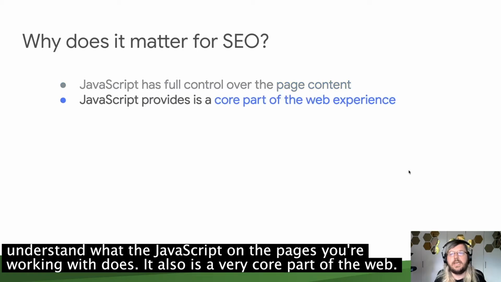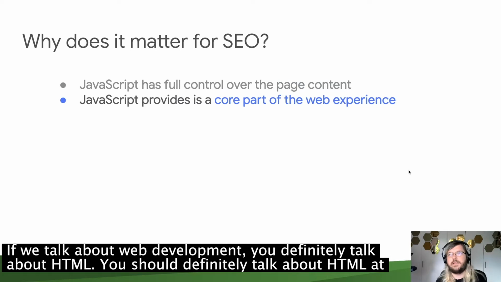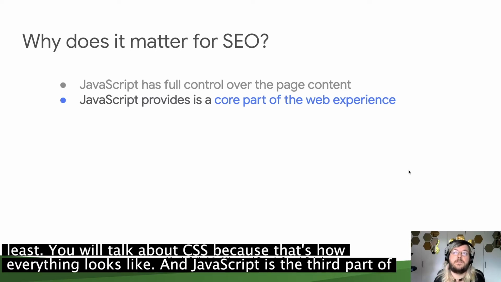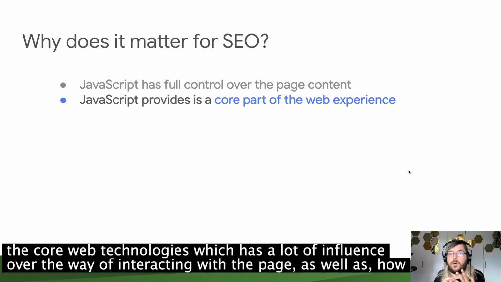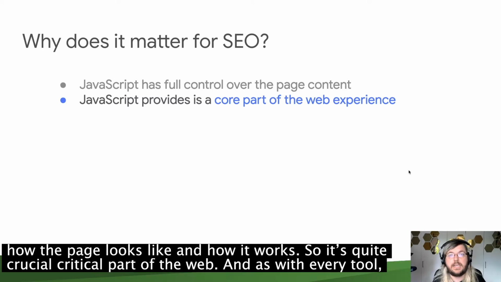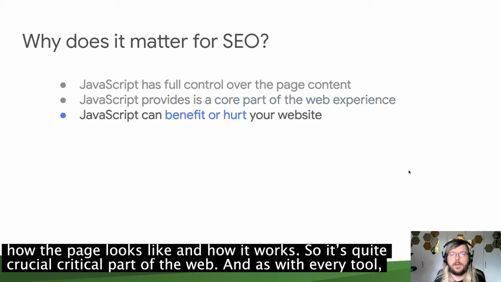It also is a very core part of the web. If we talk about web development, you definitely talk about HTML. You should definitely talk about HTML at least. You will talk about CSS because that's how everything looks. And JavaScript is the third part of the core web technologies, which has a lot of influence over the way of interacting with the page, as well as how the page looks and how it works. So it's quite a crucial, critical part of the web.